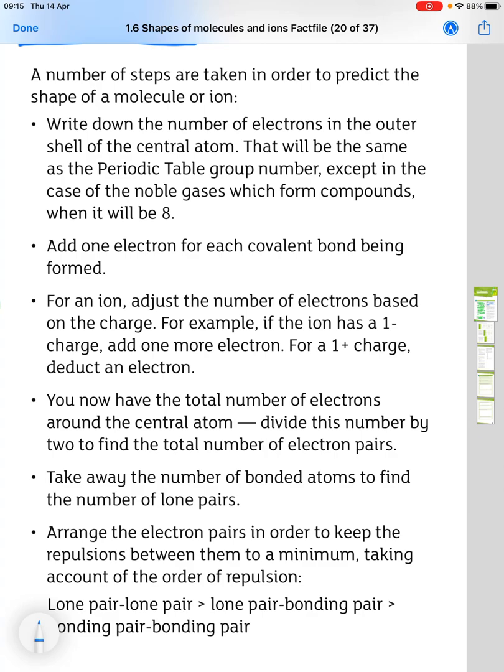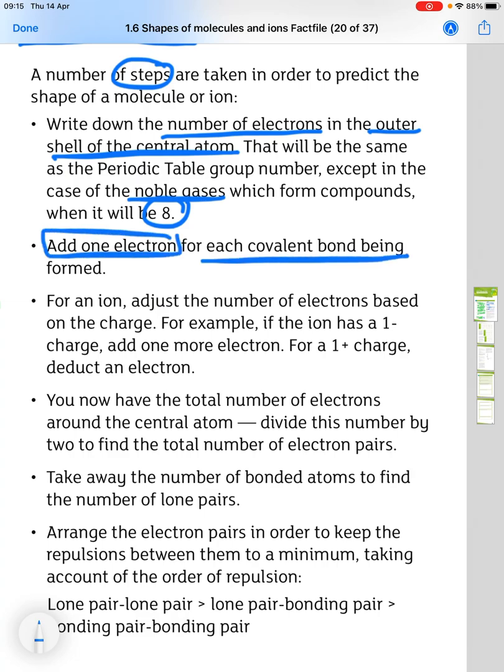So if you want to predict the shape of a molecule or ion, you take the following steps. The first one is to write down the number of electrons in the outer shell of the central atom. So this will be the same as the periodic table group number, except in the case of noble gases which form compounds, when it will be 8. You add 1 electron for each covalent bond being formed. For an ion, you adjust the number of electrons based on the charge. So for example, if the ion has a -1 charge, you add 1 electron. If it's a +1 charge, you deduct an electron.